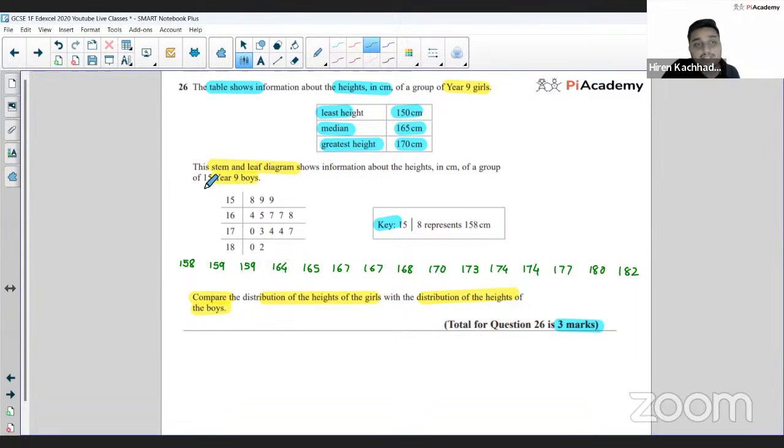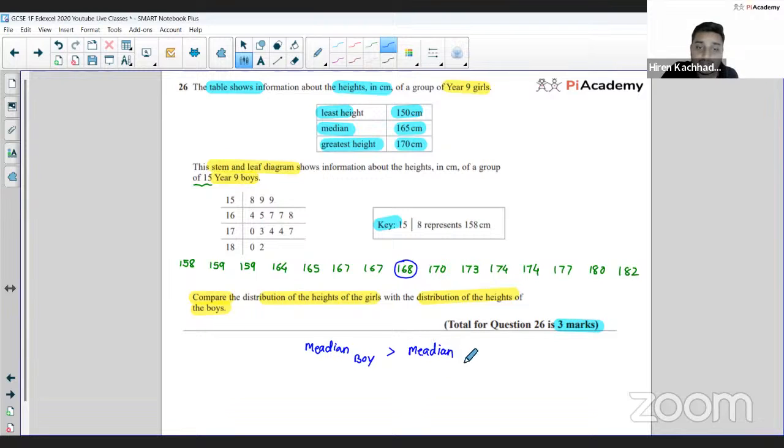So they already mentioned the total number of boys is 15, right? If you want to find the median, then what is the median? The middle number. And for 15, what is the middle number? So for 15, the 8th number is the middle number. So 1, 2, 3, 4, 5, 6, 7, and 8. So 168 is the median, right? So you can see here clearly, the median for boys is greater than the median of girls, right?